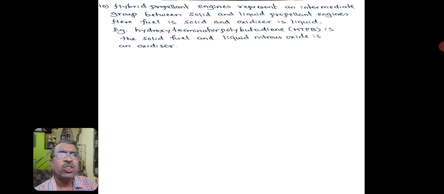Hybrid propellant engines represent an intermediate group between solid and liquid propellant engines. Here the fuel is a solid and the oxidizer is a liquid. For example, hydroxyl-terminated polybutadiene is the solid fuel used, and liquid nitrous oxide is used as the oxidizer in these hybrid propellants.